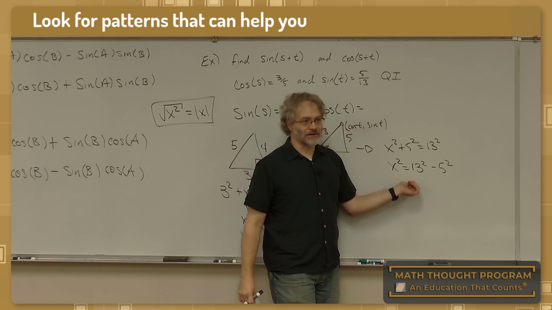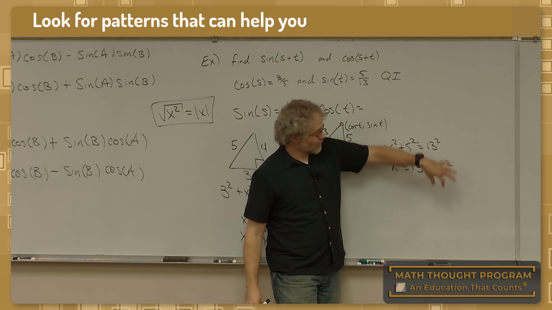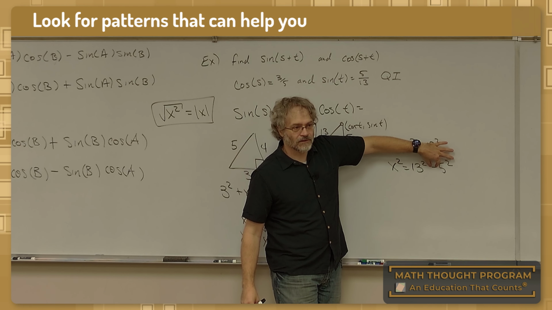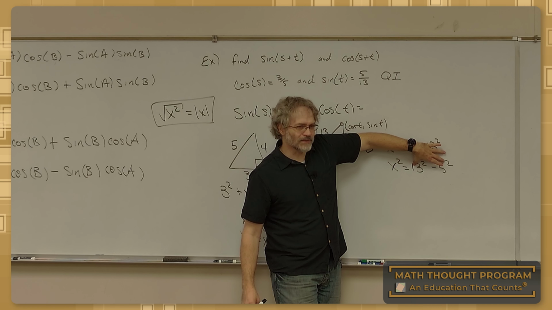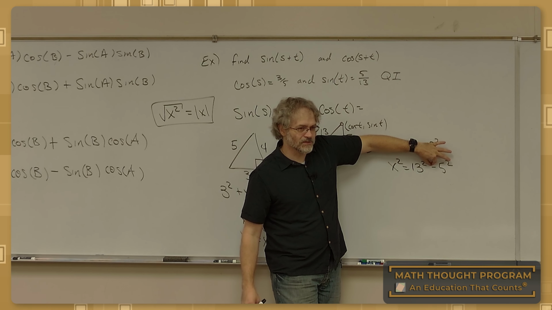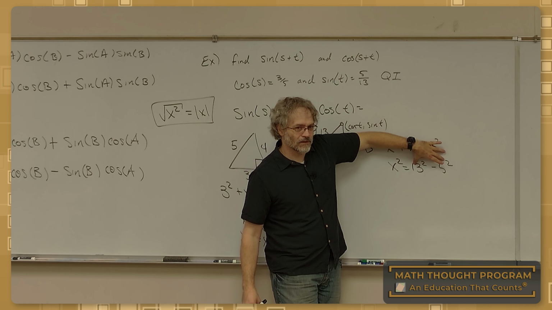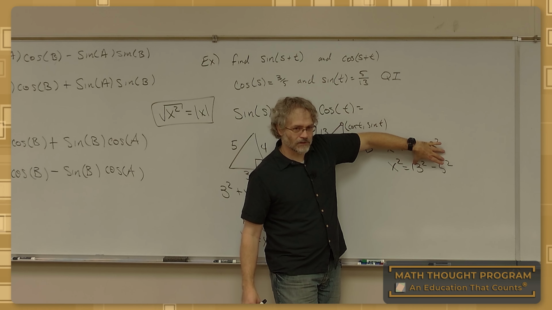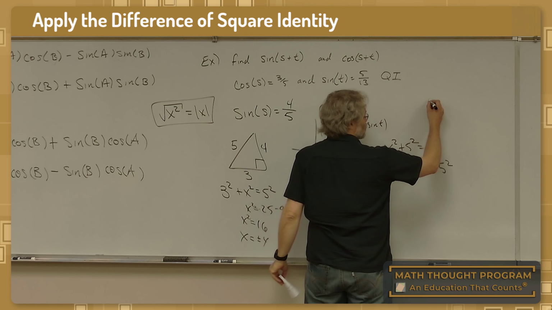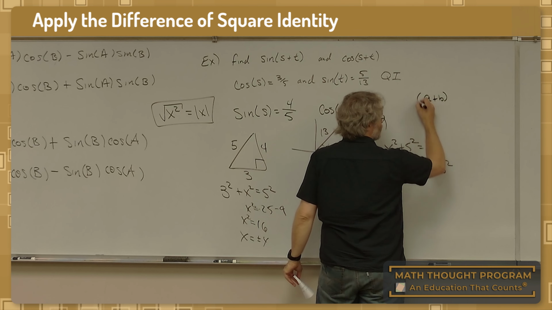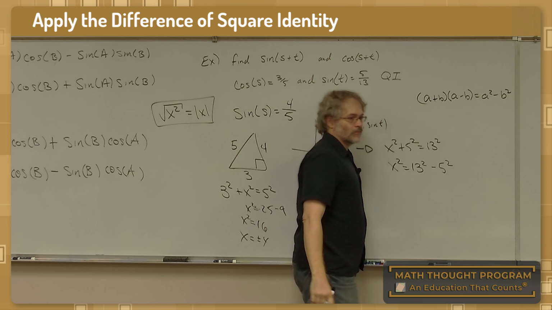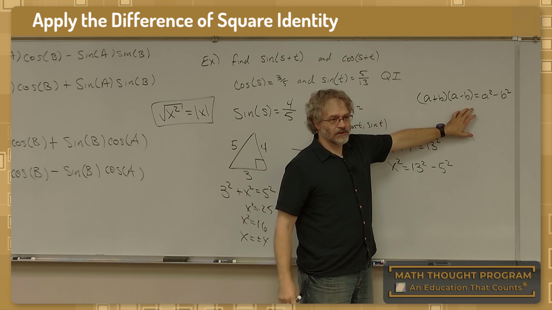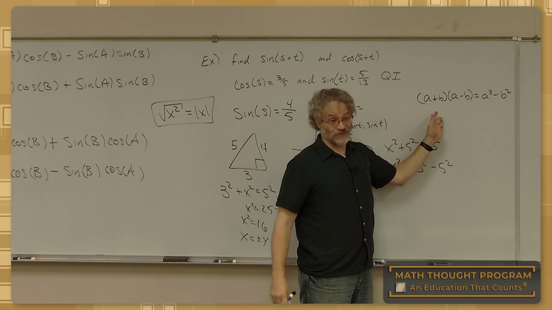I spy with my little eye a difference between things being squared. Do I know an identity called difference of squares? Absolutely. Oftentimes when we see difference of squares, we use the identity to factor polynomials. But I can also use the identity to speed through a calculation if I need to.